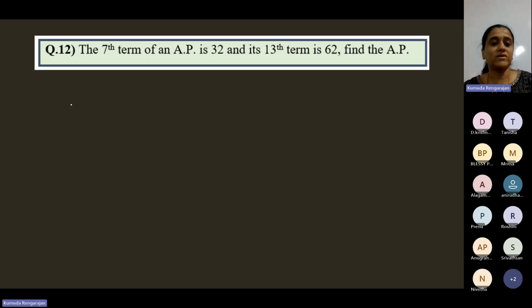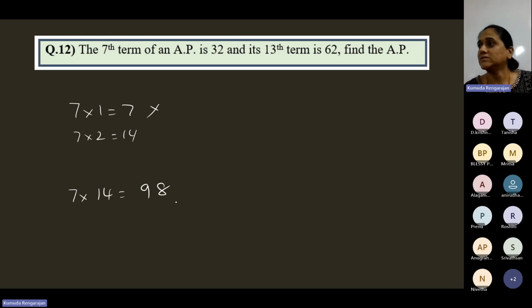7 ones are 7. This will not come. So 7 twos are 14. From here, 7 14s are 98. So there are 13, because this one will not come. 7 14s are 98.